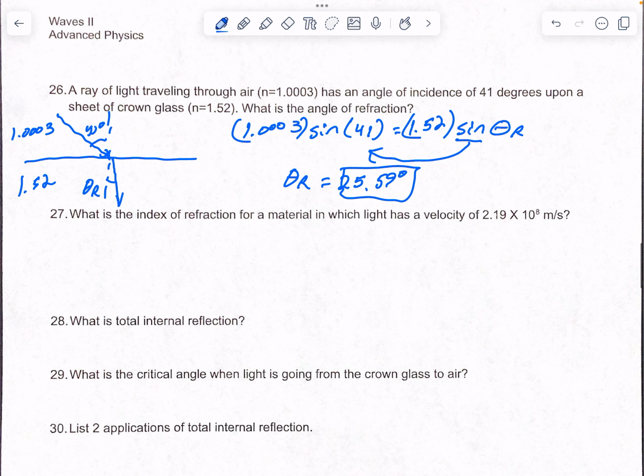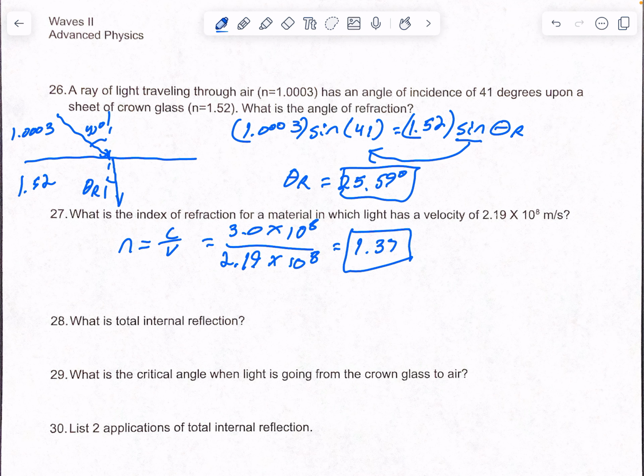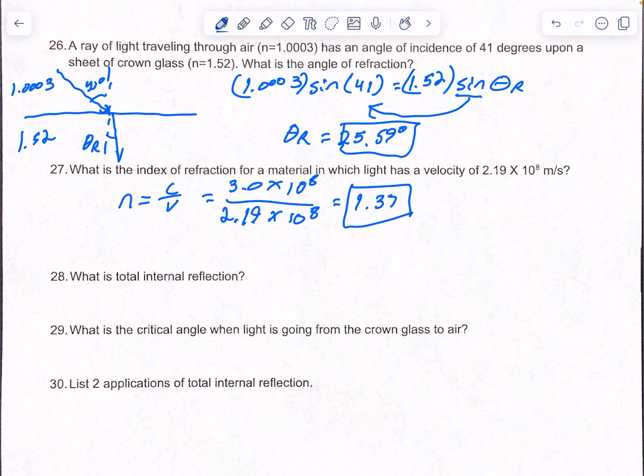What is the index of refraction for a material in which light has a velocity of 2.19 times 10 to the 8th meters per second? This is that equation n equals c over v. C is basically 3.0 times 10 to the 8th, the perfect scenario for light, as fast as it goes. Velocity on the bottom is how well light travels in that new medium, so 2.19 times 10 to the 8th. We can see that it is not traveling as fast. I divide those and you get a refractive index of 1.37. Basically the higher that number, the more dense the material is, which slows down light.